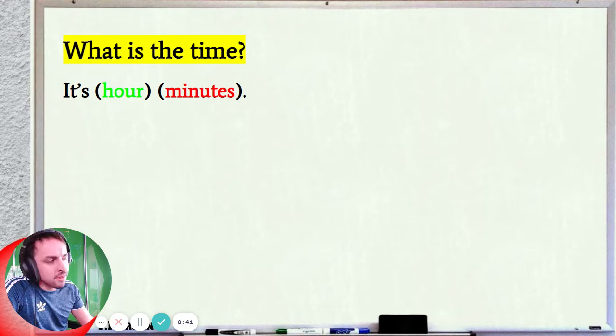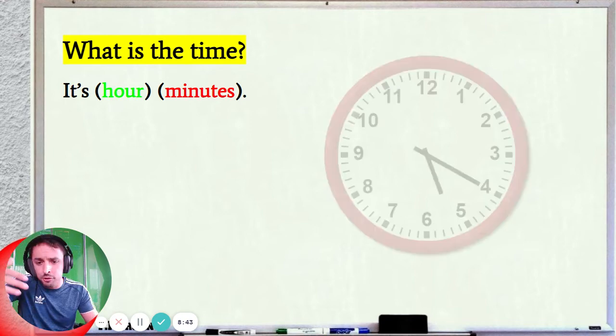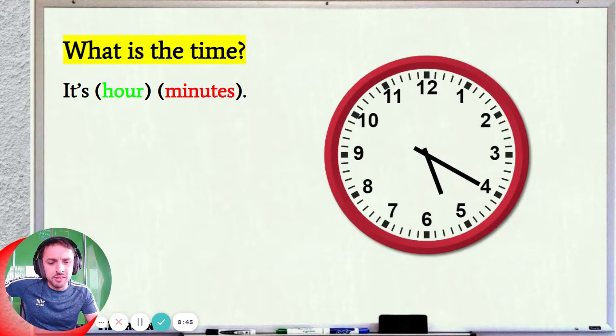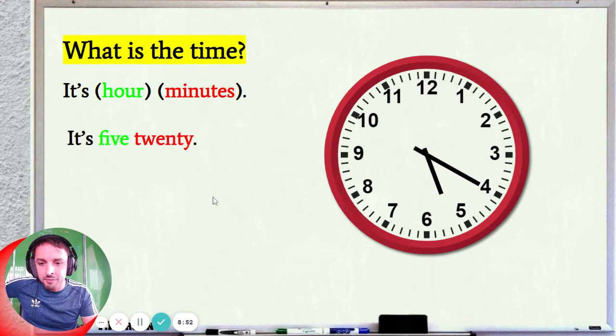Okay, and you say it's, hour, minutes. So for example, let's look here. What is the time? It's, so we look here. What's the hour? What's the minutes? It's 5:20. Easy peasy, right?